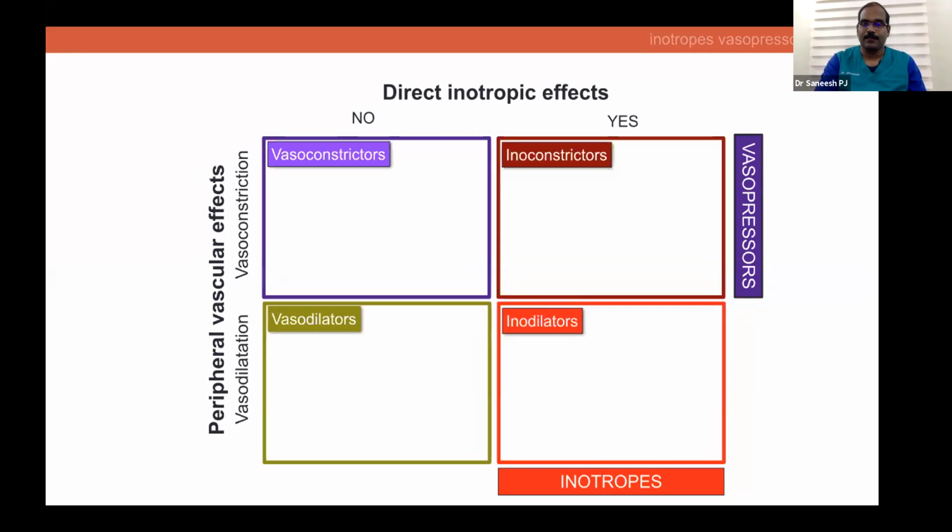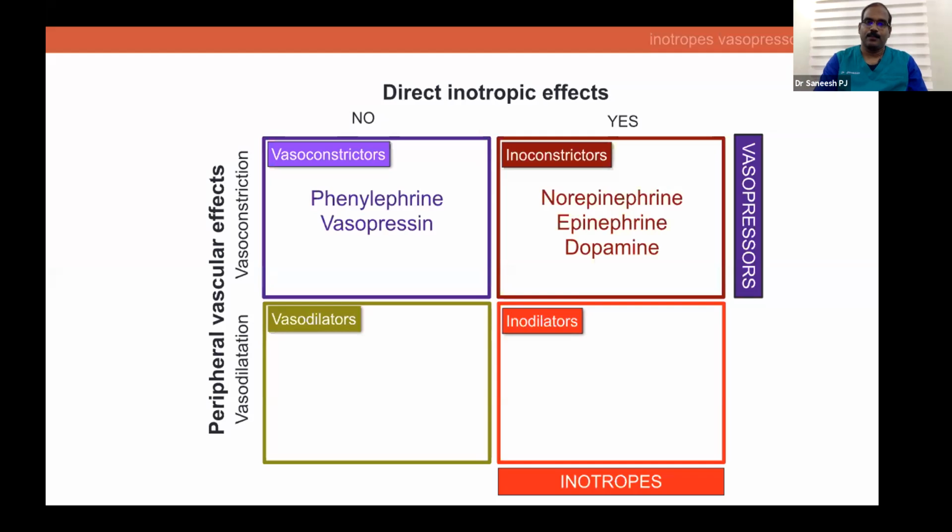Now let's find out who all are there in each group. Inotropy and vasoconstriction, our favorite drugs: norepinephrine, epinephrine, and dopamine. Pure vasoconstrictors: phenylephrine, vasopressin. Inotropes with vasodilation properties: dobutamine, milrinone. And of course, the left out part, pure vasodilators, include nitroglycerin, nitroprusside, nesiritide, etc.